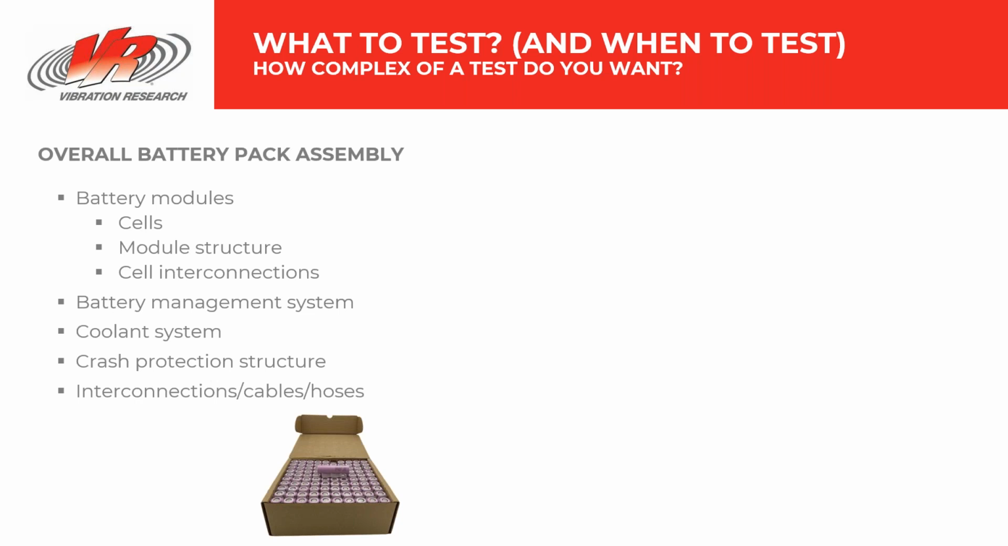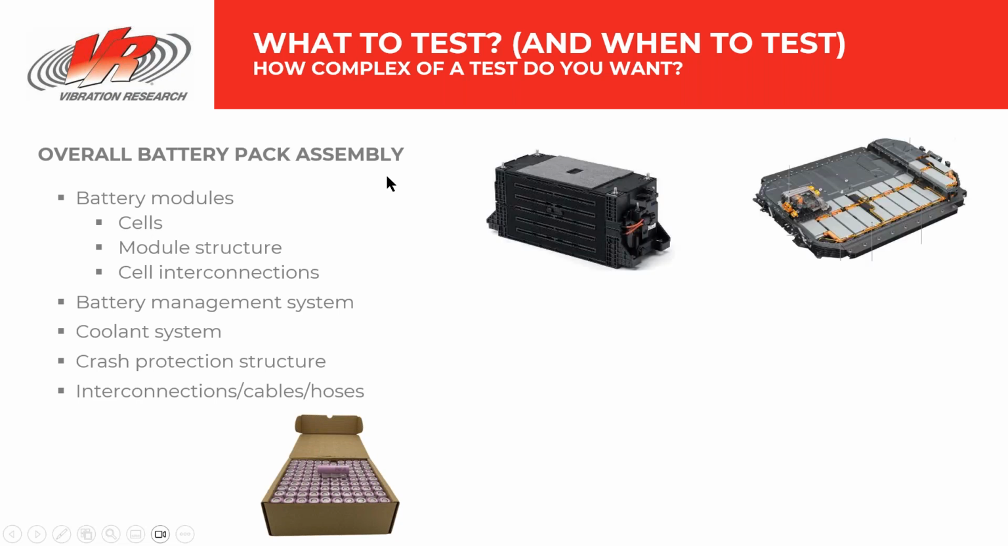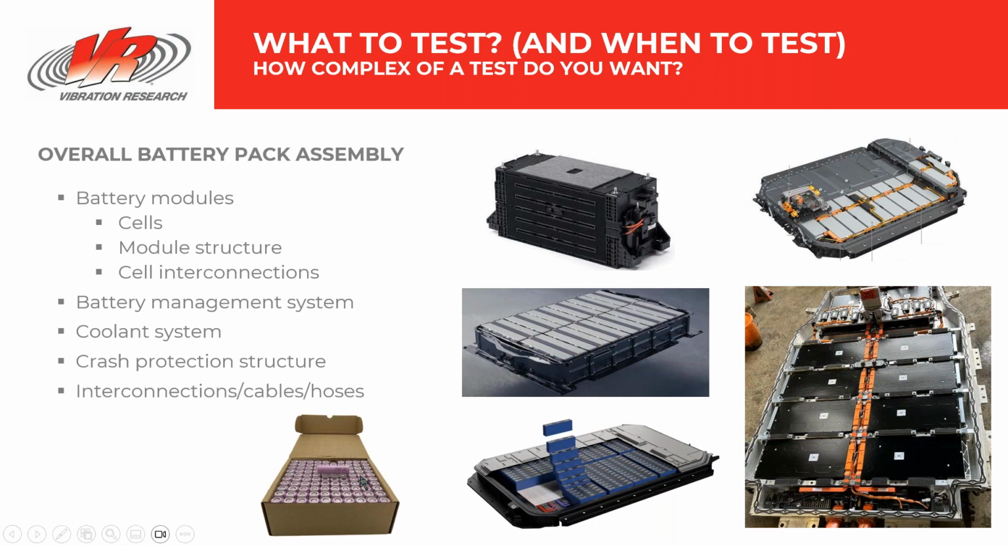So we've got overall battery pack assemblies, but within them we've got the cells. What tests should be done at the cell level, at the module level, looking at cell interactions? This is a module within a battery pack. You've got the battery management system, the coolant system, the crash protection structure itself, and interconnecting cables and hoses. So really, you're trying to decide at what level you want to test the components of your battery pack, or whether you only want to test it at the full battery pack level.